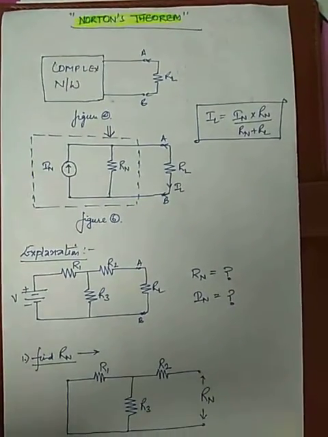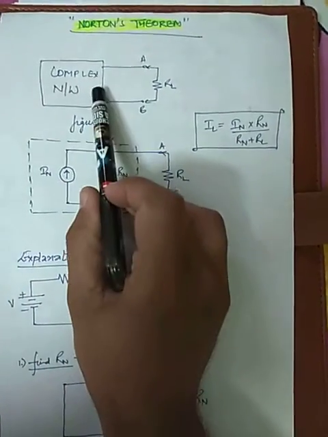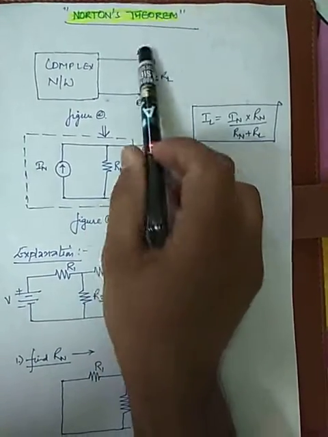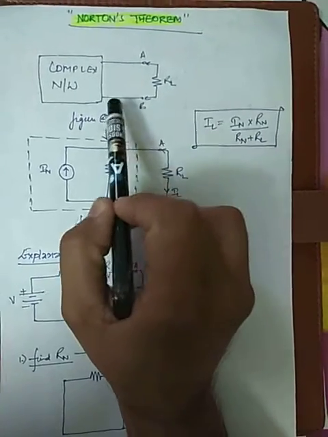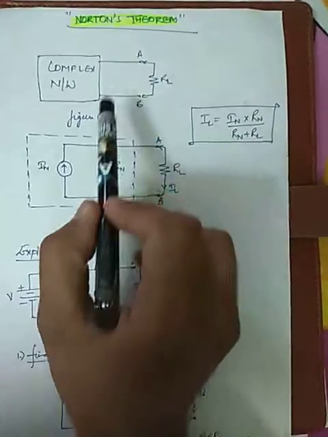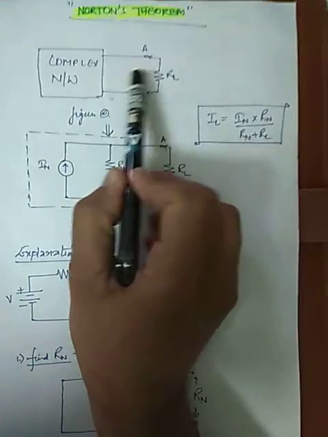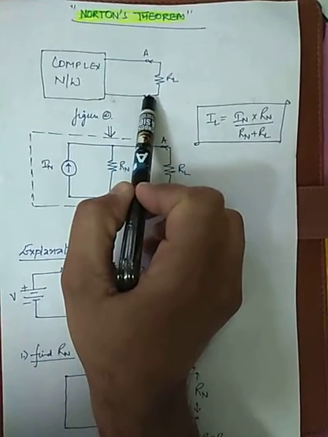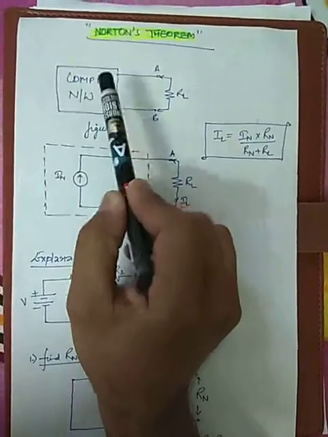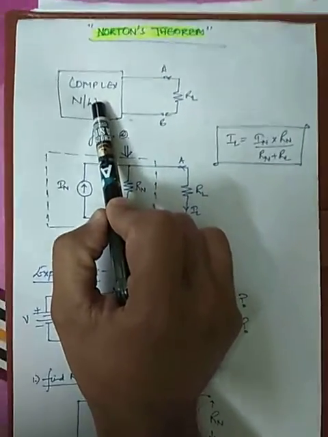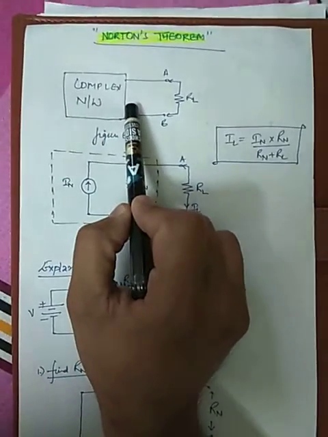Here we can see a complex network, and between these two terminals A and B a load resistance is connected here. So figure A shows a network enclosed in a box with two terminals A and B. The network in the box contains any number of resistors or resistances and EMF sources connected in any manner.